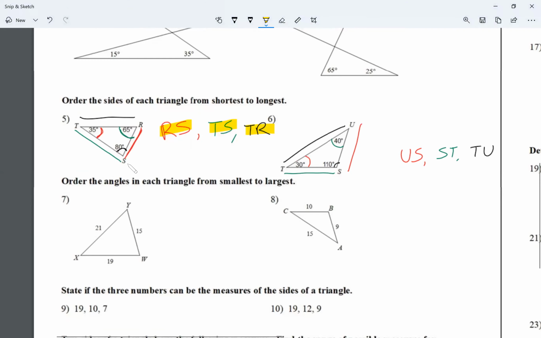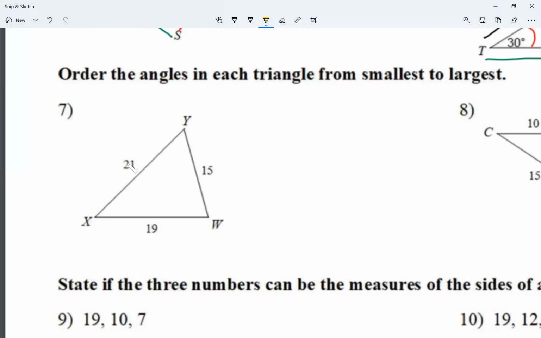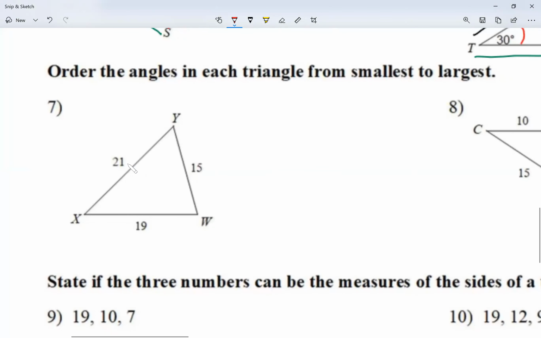Okay, let's take a look at number 7. Same idea. I'm just going to switch things over. Here, I'm going to ask you, order the angles in each triangle from smallest to largest. So now, I'm giving you the measurement of the sides. I want you to give me the angles. So I'm going to compare the sides. Easy for me to compare numbers, right? There's 3 sides. One side is 21, the other side is 15, the other one is 19. Now, the smallest side is this side. That means the smallest angle is this one. Because remember, the smallest angle is opposite from the smallest side.